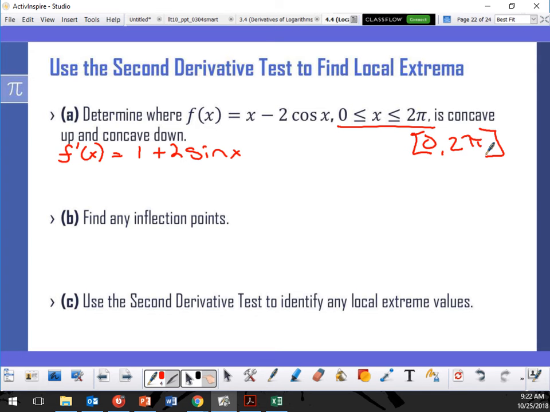Take the next derivative, so f double prime of x is going to be, so it's going to be positive or negative? Positive 2 cosine x.